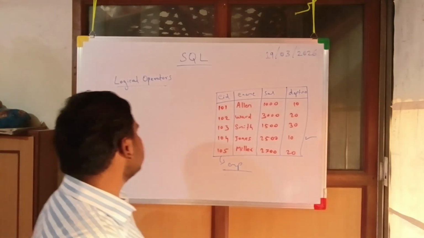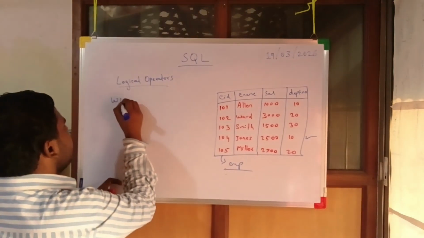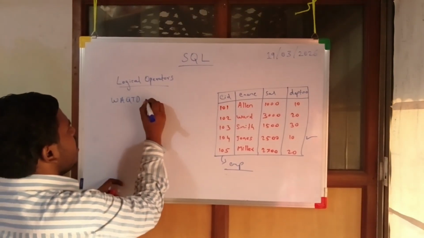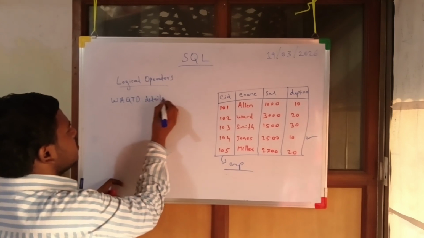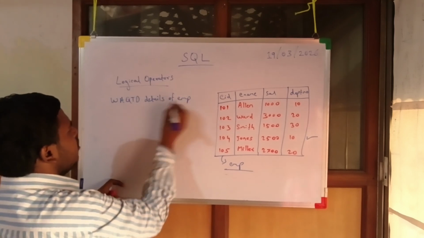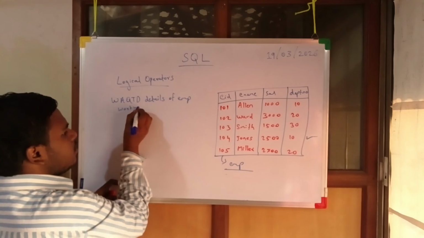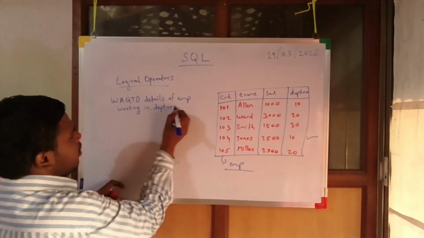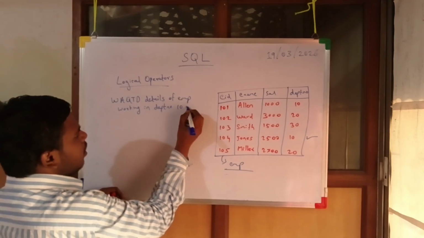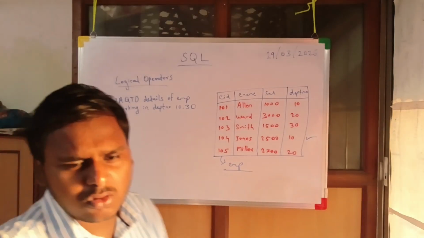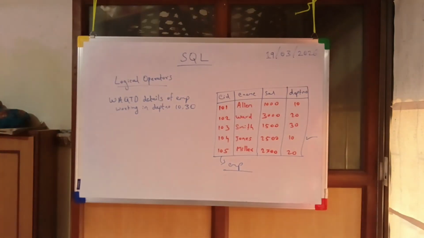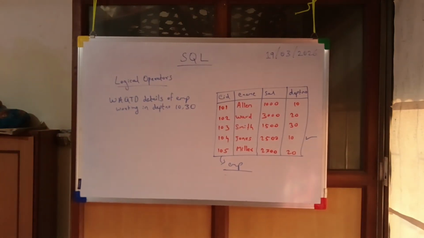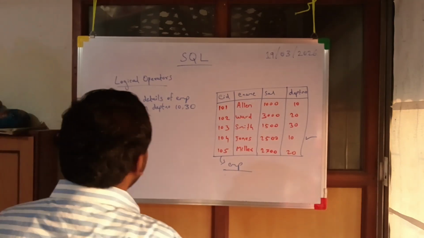So if I give you a question, let's say write a query to display details of employee working in department number 10 and 30. In this question, suppose I didn't teach you about the OR operator and told you to solve this query. So how will you solve this query?